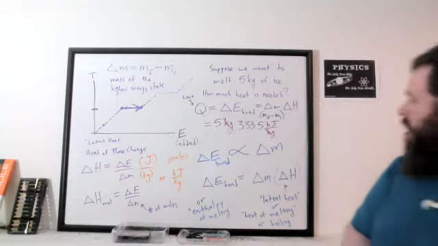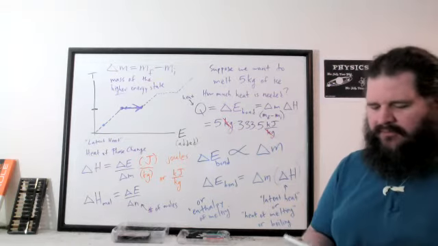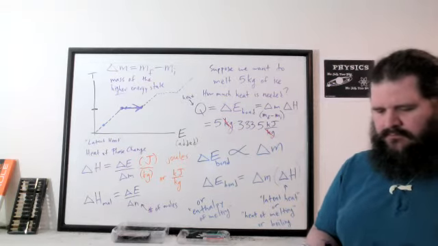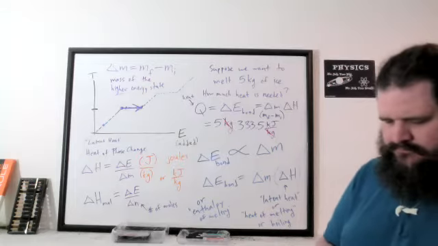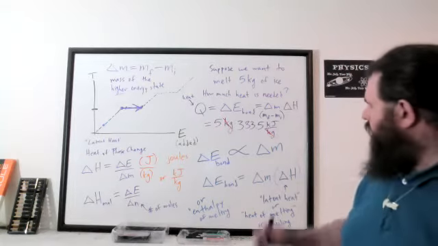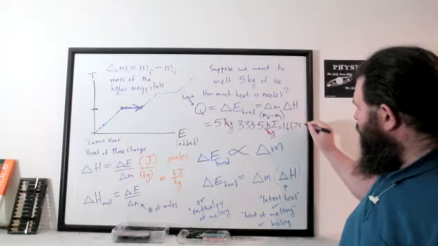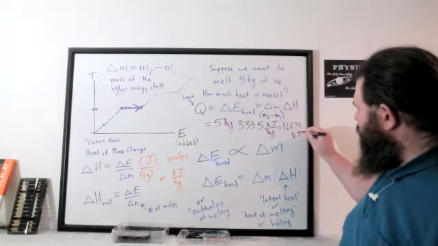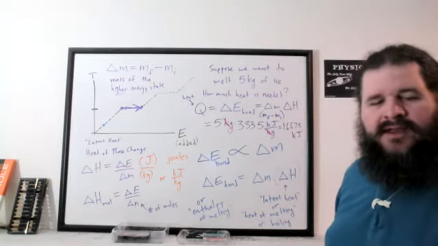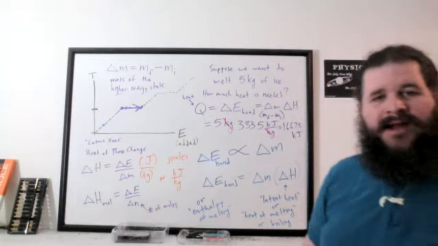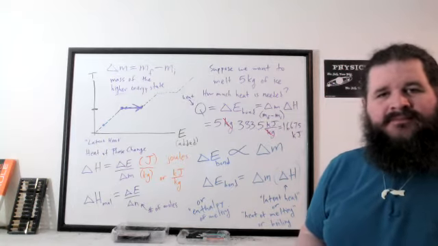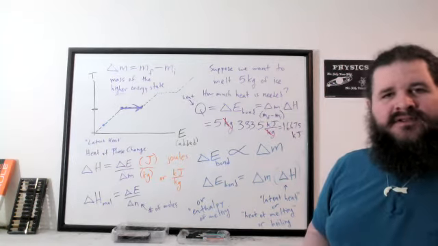And we're left with 5 times 333.5, which is 1,667.5 kilojoules. So that's just the amount of energy it takes to melt all 5 kilograms of ice. Any questions on that so far?